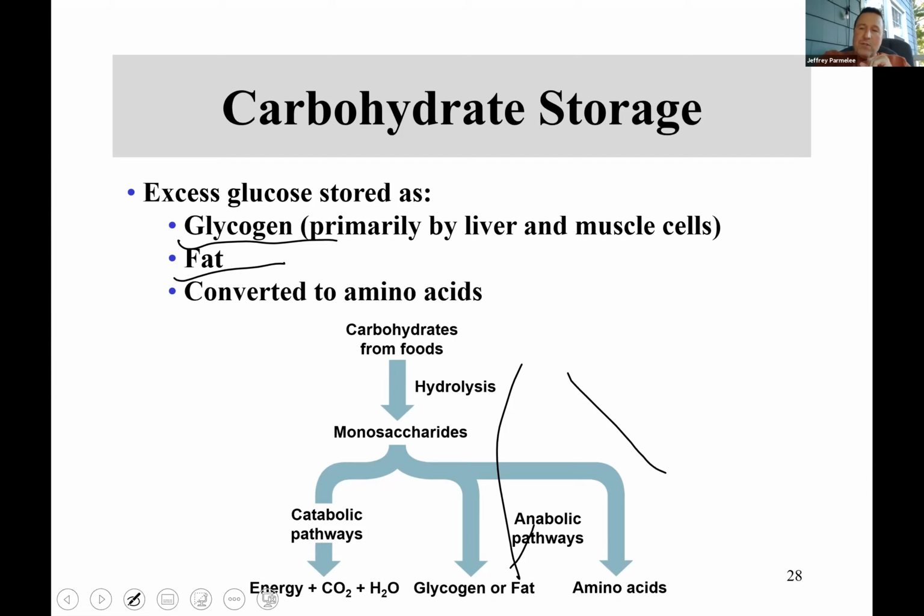Fat is long-term storage and is denser. And then, of course, your liver can do all kinds of things. You can take carbs and make a lot of the amino acids, not all of them, by just putting different molecules together. But basically, sugars come in. Remember, catabolism is breaking it down for energy. Or when your input is higher than your output, you can store it. Glycogen is temporary. Fat can be more long-term.